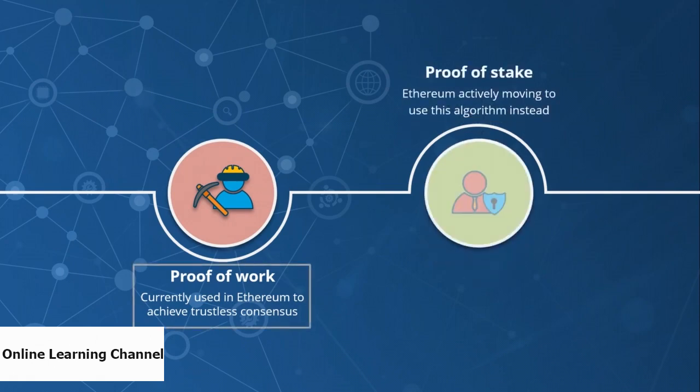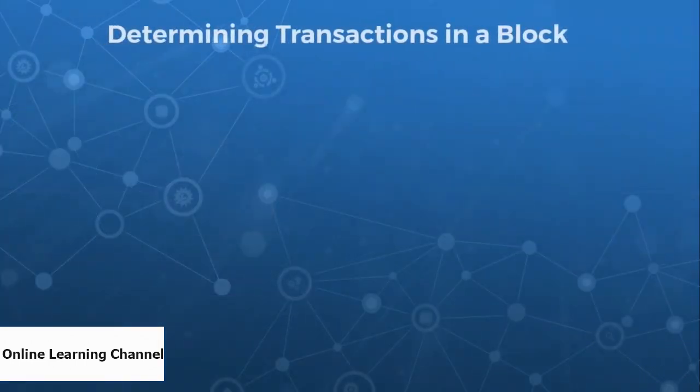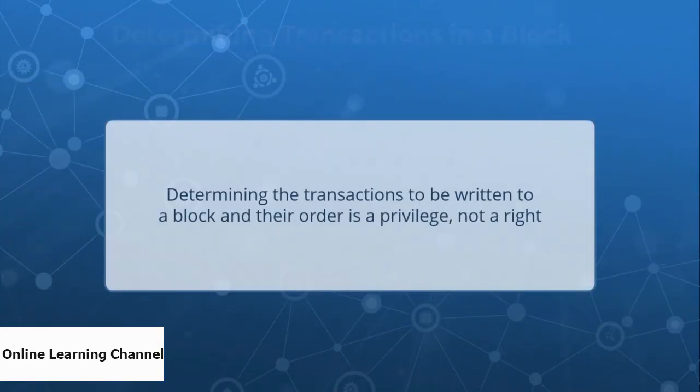We have touched upon the fact that all of the mining nodes will come up with their own set of transactions in a particular order, and all of these are candidates to be the next block of transactions to be added to the blockchain. Out of all of the mining nodes, one of them will be selected as the one who will write the next block to the blockchain. Being selected as a successful miner, though, is something which is regarded as a privilege in Ethereum, and this is by no means a right.